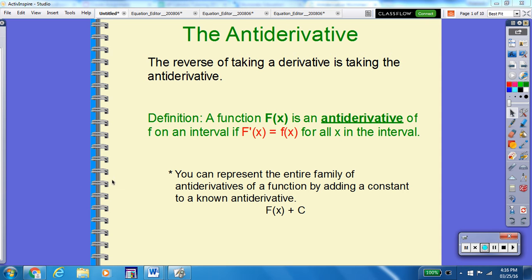Welcome back. So this is just going to be a real quick review of the antiderivative that we talked about on Thursday. Remember that the antiderivative is simply taking the reverse or undoing the derivative. And the definition is: a function capital F of x is an antiderivative of f on the interval if the derivative of the antiderivative gives you the function for all x in the interval.